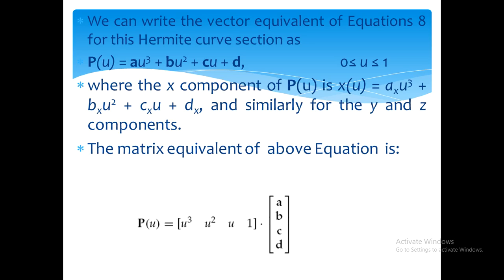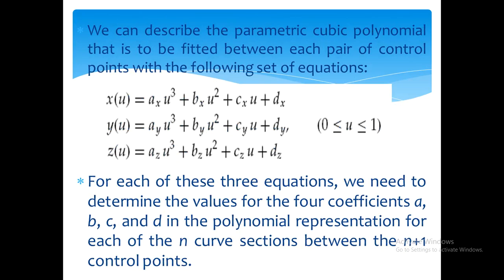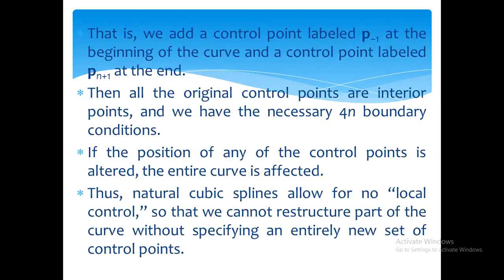The x component of P(u) — because if you take any point on that curve, as per the u value, every point has x, y, z components. If you take the x component, P(u) is a_x u^3 + b_x u^2 + c_x u + d_x, and similarly for y and z. We have already written it like this here.